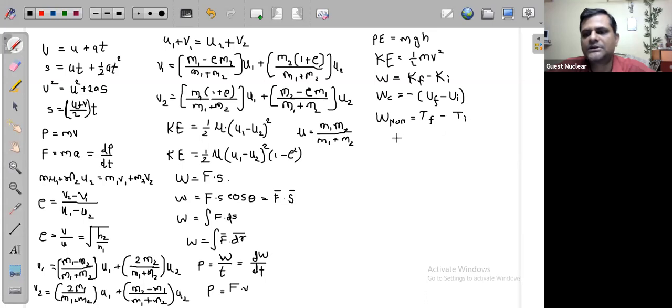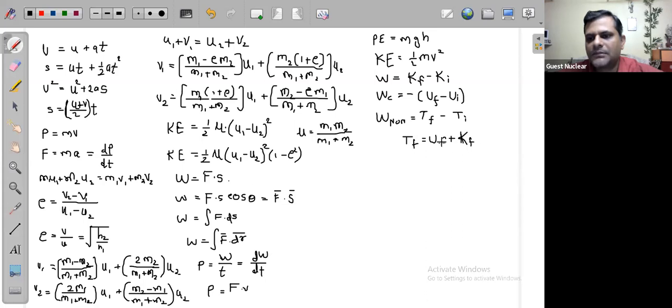This can also be one form of the work energy principle. Remember, it tells us that the total work done by non-conservative forces is always equal to the change in total energy of the body, where the final total energy is going to be the final potential energy plus final kinetic energy.